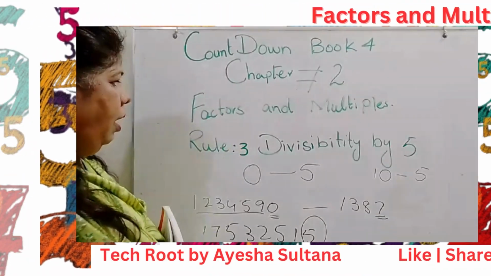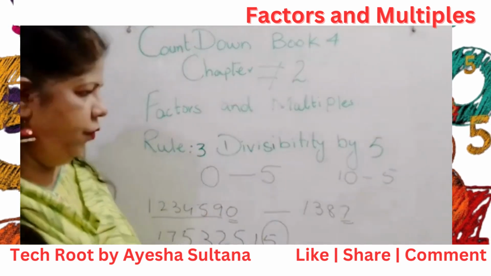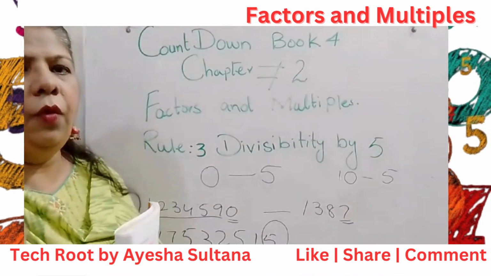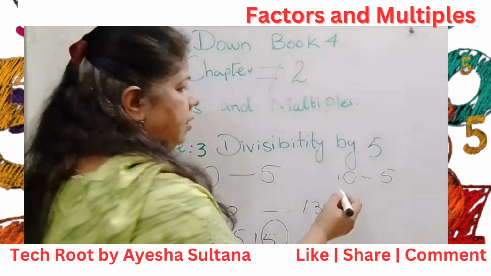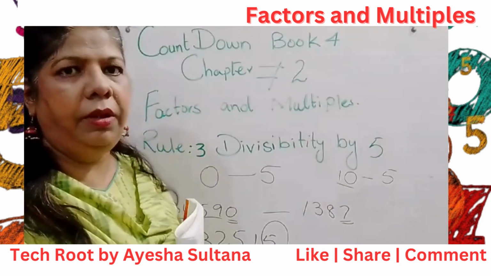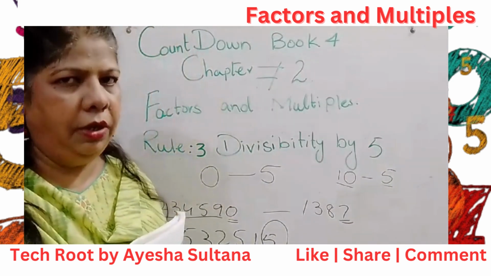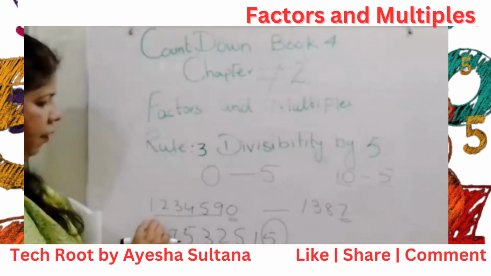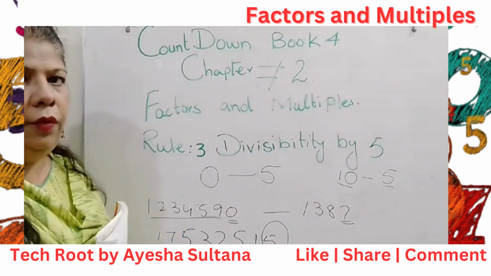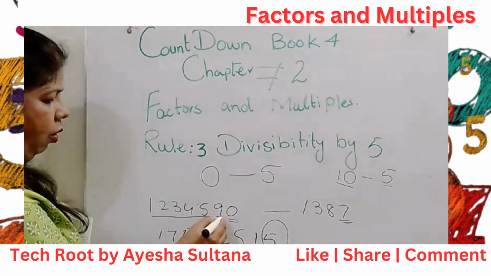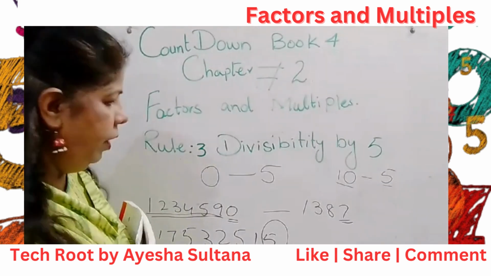Our third rule is divisibility by 5. In 5, we have only two possible last digits, 0 and 5. 0 means, for example, 10, which comes in the table of 5, and the second is 5, which also comes in the table of 5. If you have such a big number, let's suppose 1234590, we just have to ignore all the other digits and see only one digit, that is 0.